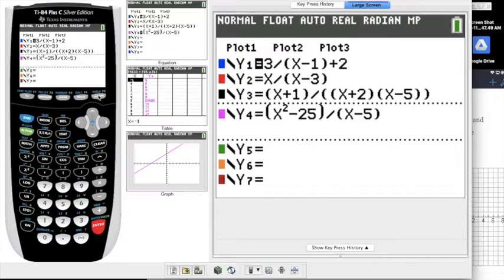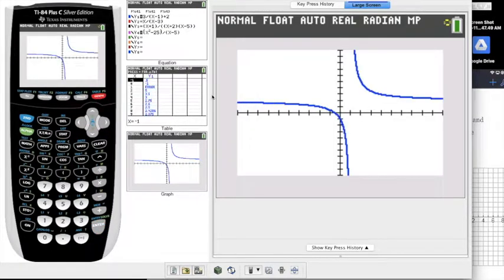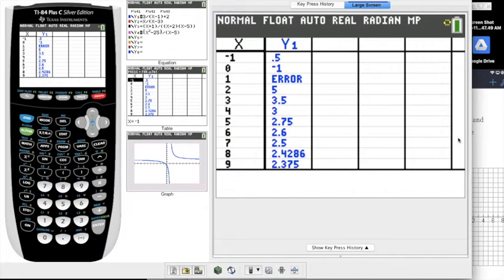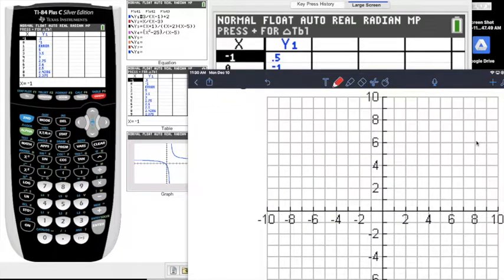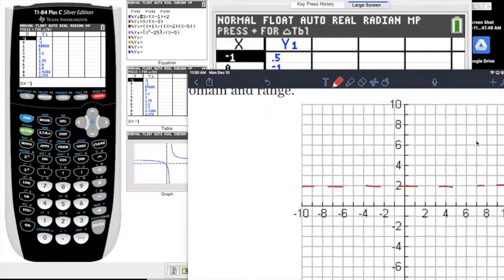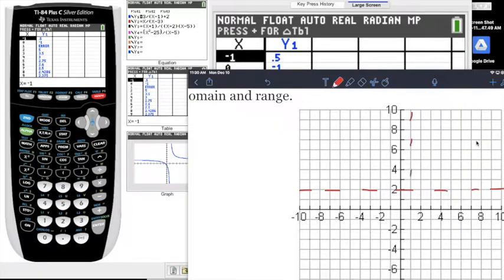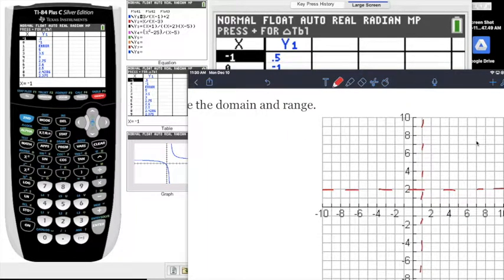All right. And then hit graph. There you go. So there's your asymptote there at 2, and then it looks like a vertical asymptote at 1. And then we'll hit second graph to get a couple points from the table. So horizontal asymptote at 2, vertical at 1, and then copy over a couple points and then get the domain and range.